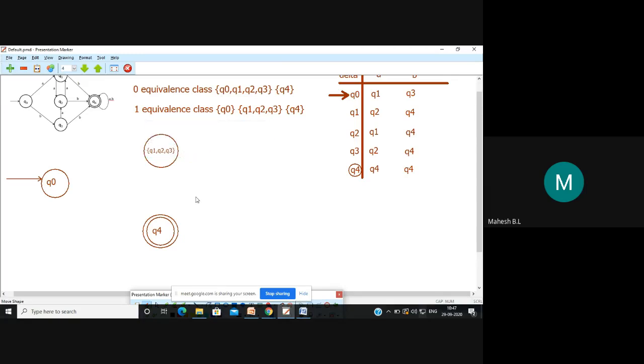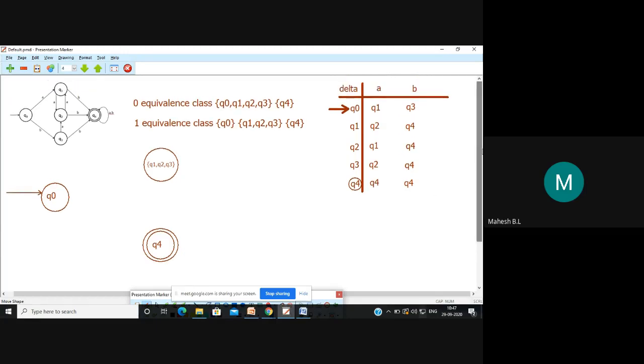So now we need to put the transition. So Q naught on A and B. Q naught on A is Q1, on B is Q3. Both are in the same class. That's why there is one transition from Q naught for both A and B. For both A and B, there is one transition like this. A, comma B.